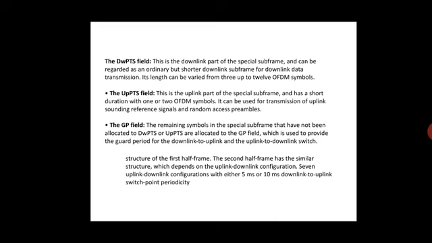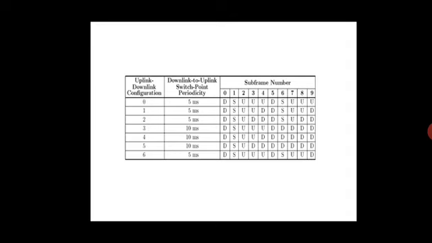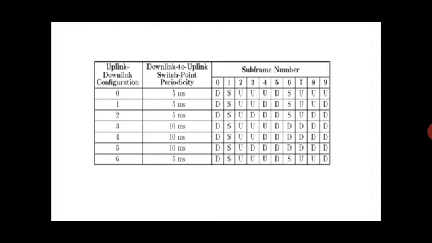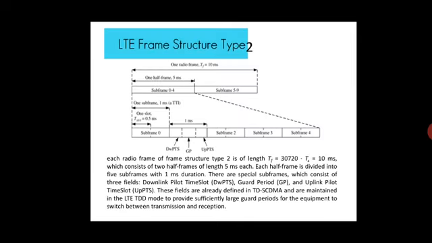Since both will be supported in the uplink as well as the downlink direction, there are 7 uplink-downlink configurations with 5 millisecond or 10 millisecond downlink-to-uplink switch point periodicity. Now this is what the slot configuration will be. For the uplink-downlink configuration, you can see the first one here. Now, how will it be divided?